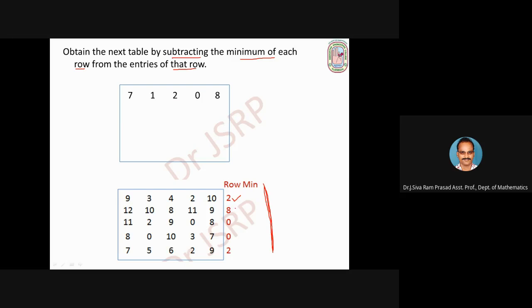Next, subtract 8 from the second row. 12 minus 8, 4. 10 minus 8, 2. 8 minus 8, 0. 11 minus 8, 3. 9 minus 8, 1. From the third row and fourth row, subtract 0, so they remain the same. Next, subtract 2 from the last row. 7 minus 2, 5. 5 minus 2, 3. 6 minus 2, 4. 2 minus 2, 0. 9 minus 2, 7.